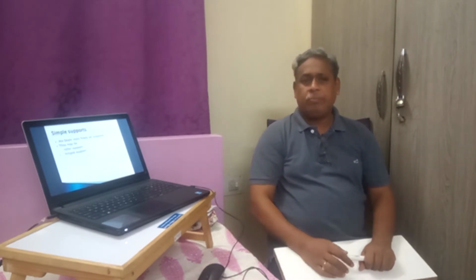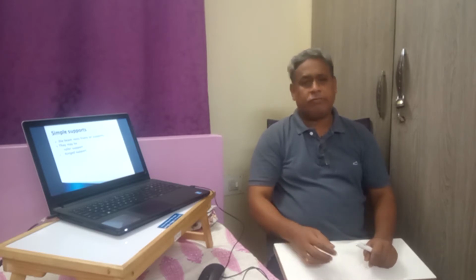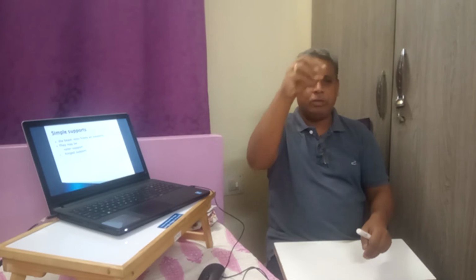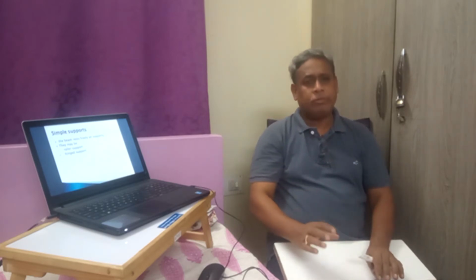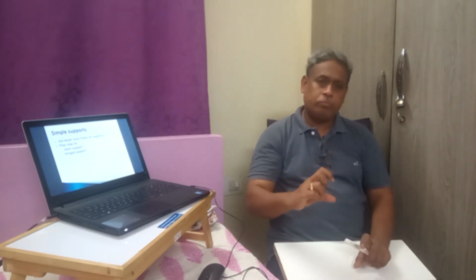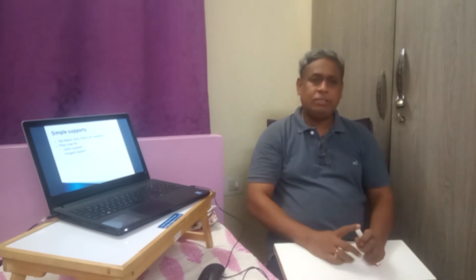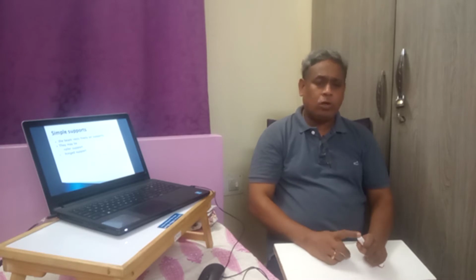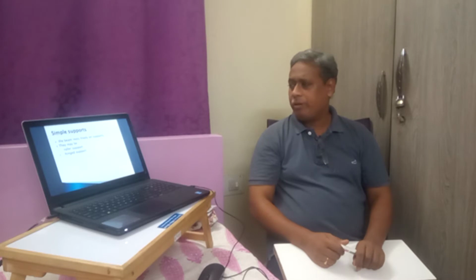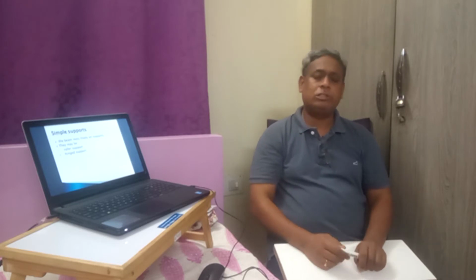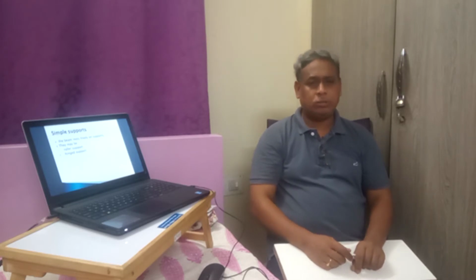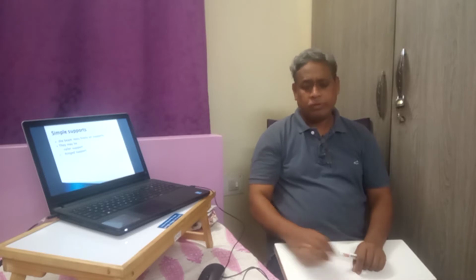Simple supports: the beam is freely placed and rests on the support. That is, it is brought and placed on the support without any binding, without any fixity, and we don't attach the beam to the column or support. Then those supports are called simple supports. These simple supports may be of two types: a roller support or a hinge support.